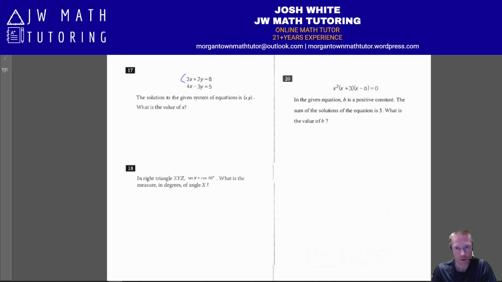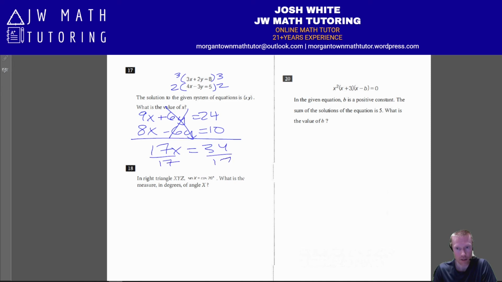The way I could do that is multiply everything on the top by 3 and everything on the bottom by 2. So the top equation becomes 9x plus 6y equals 24. The bottom equation becomes 8x minus 6y equals 10. Now we can add down the columns. These will cancel out because they're opposites. 17x equals 34. Divide by 17. X is just going to equal 2. So you would just grid in as the correct answer just the number 2.